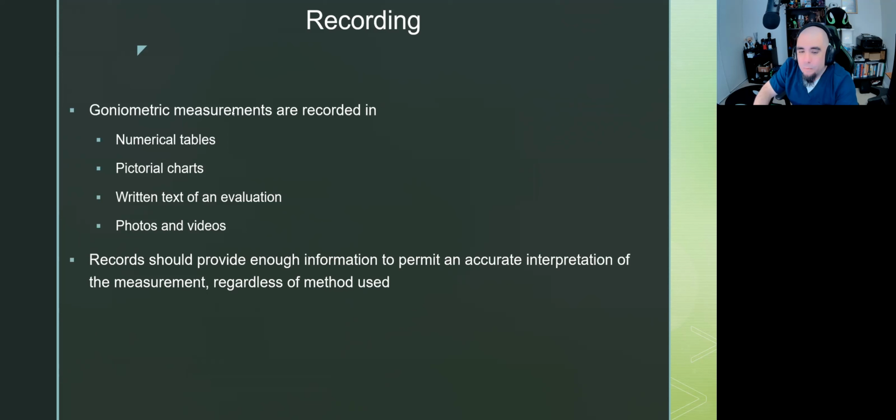And then we're going to record their goniometric measurements. They're usually recorded in tables or pictorial charts, written text, however it is. The record should provide enough information to permit an accurate interpretation of the measurement.